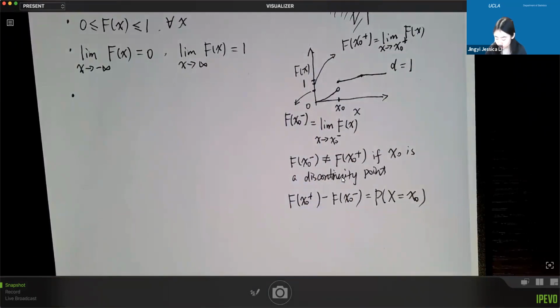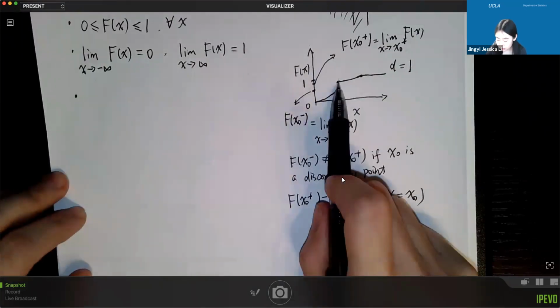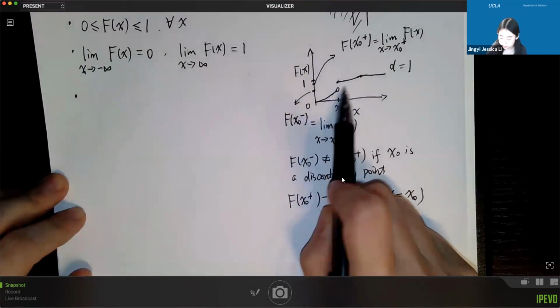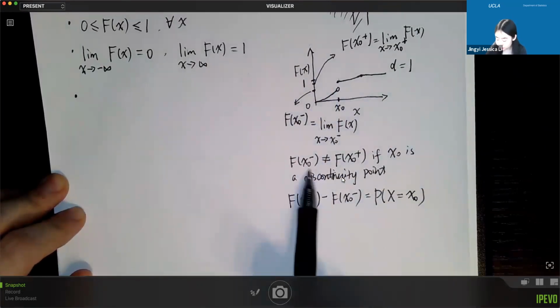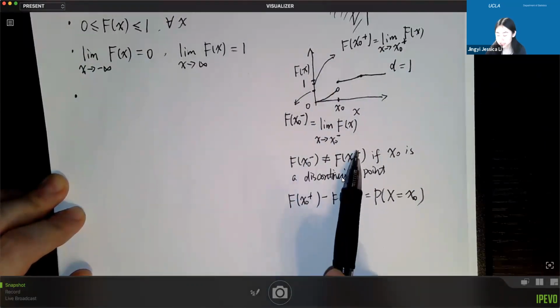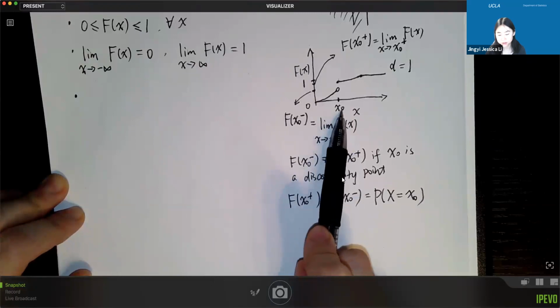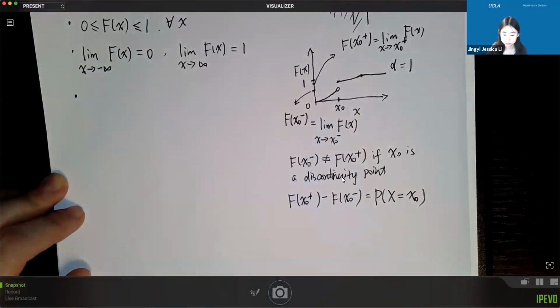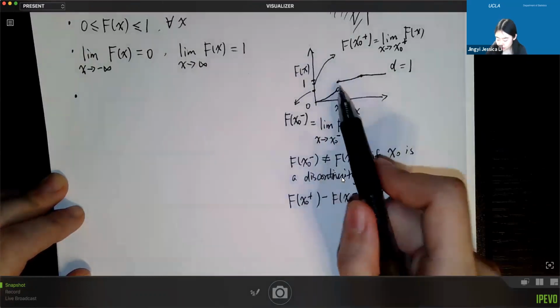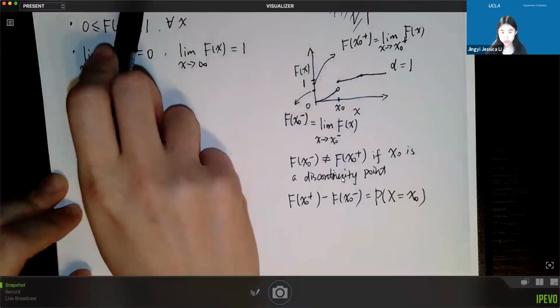Okay, so no matter whether there are discontinuity points or not, these two things, F(x0) minus and F(x0) plus, exist for every x0. That's the point. And one more thing. Based on our definition, let me show here.